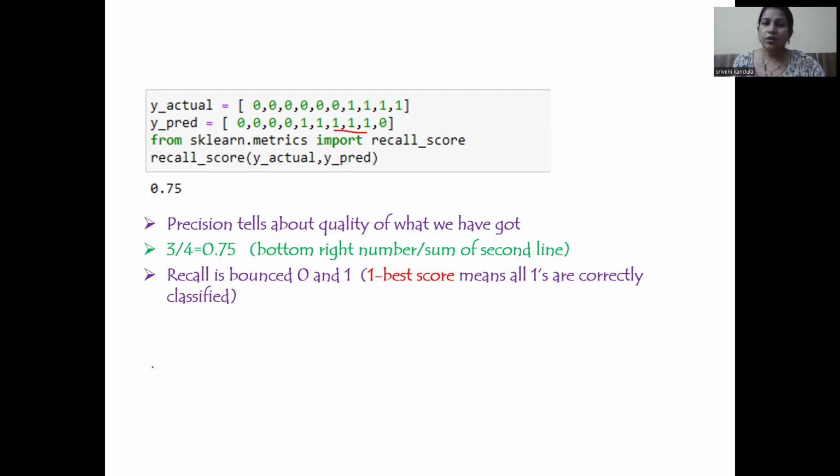I'm not moving on to the hands-on for this because it is a simple one. All the hands-ons we'll see together at the end of this metrics session. There you simply have to change this method to recall_score. So that we will see later.